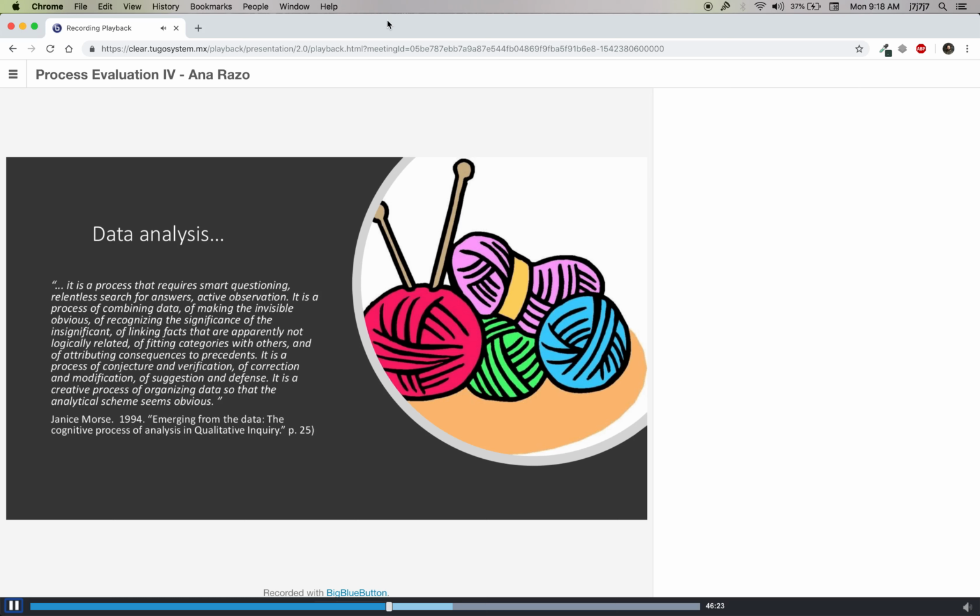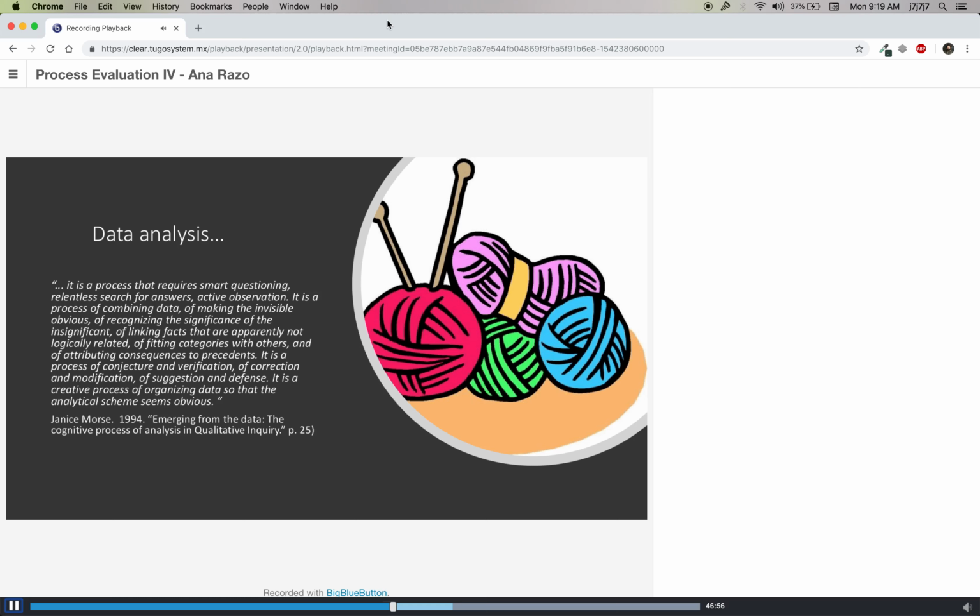Data analysis is a process that requires smart questioning, relentless search for answers, active observation. It is a process of combining data, of making the invisible obvious, of recognizing the significance of the insignificant, of linking facts that are apparently not logically related, of fitting categories with others, and of attributing consequences to precedents. It is a process of conjecture and verification, of correction and modification, of suggestion and defense. It is a creative process of organizing data so that the analytical scheme seems obvious.